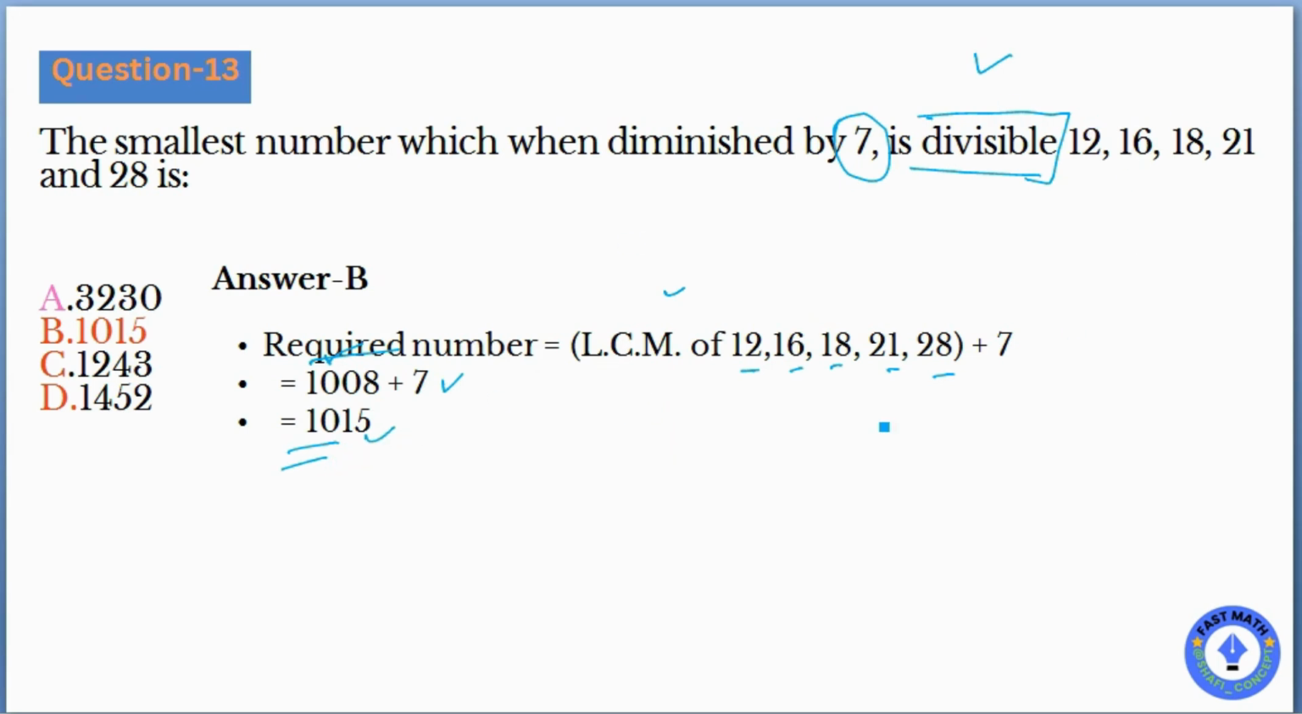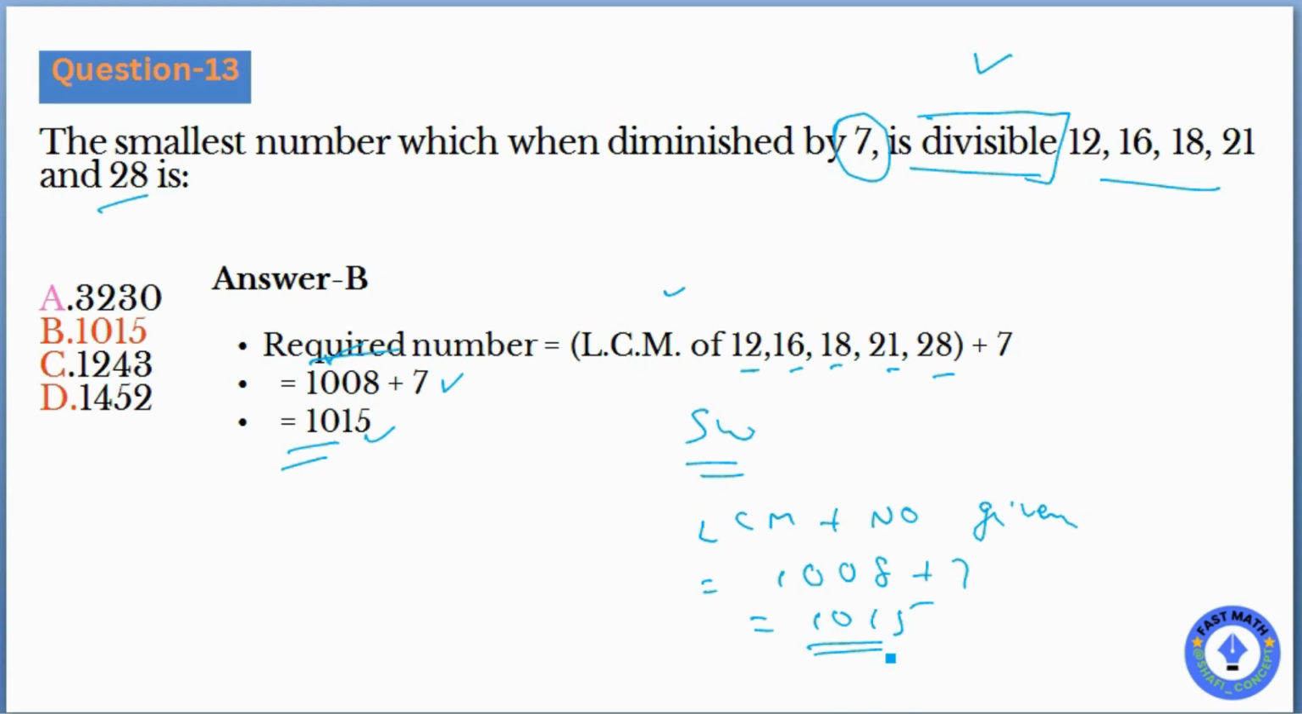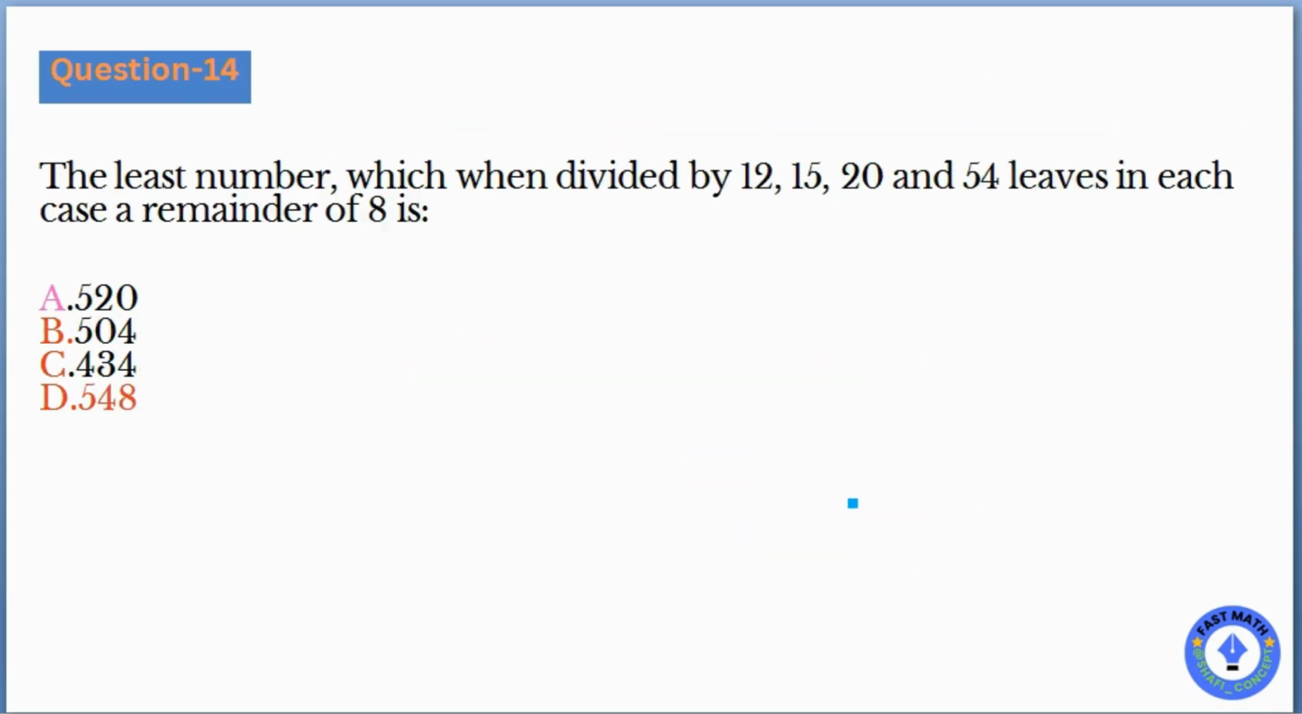The shortest way is also the same thing. Just find the LCM of these numbers and add the number given. That is 1008 plus 7, which is 1015. Hope you have understood. If you have any query or doubt in such problems, please comment so that we can give the explanation and solutions in the next video. We are moving to the next question.